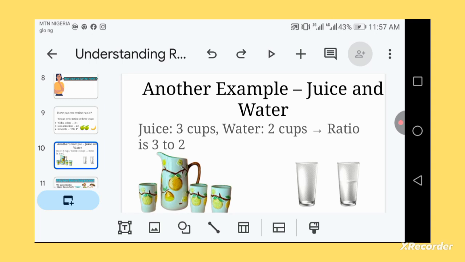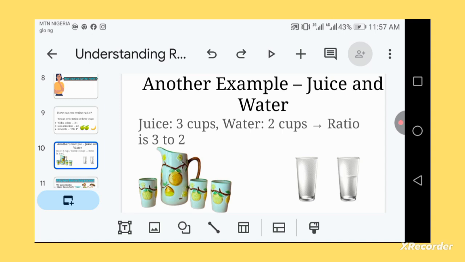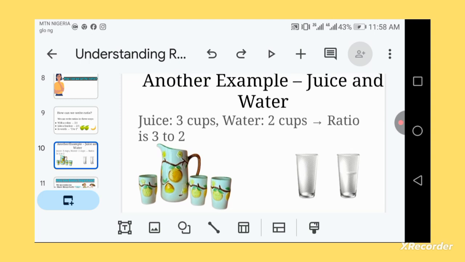In your classroom, they say compare the ratio of boys to girls. Maybe in a class, you have 5 girls and 3 boys. So the ratio of girls to boys is 5 to 3. That means in any classroom setting, you find 5 girls and 3 boys. That is ratio. You can use ratio in every area of your life.